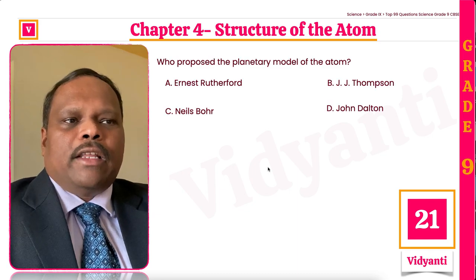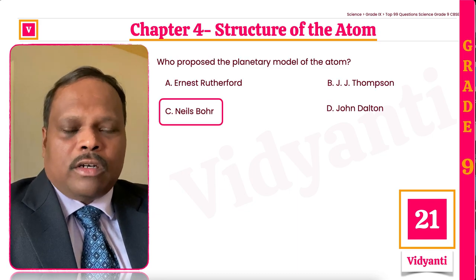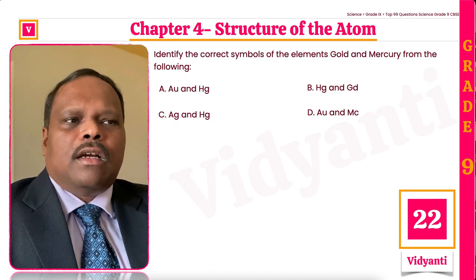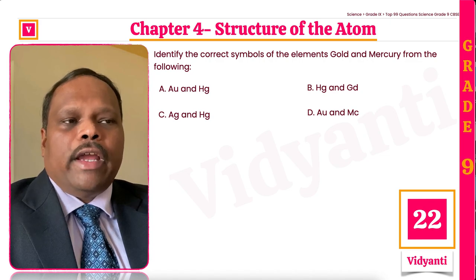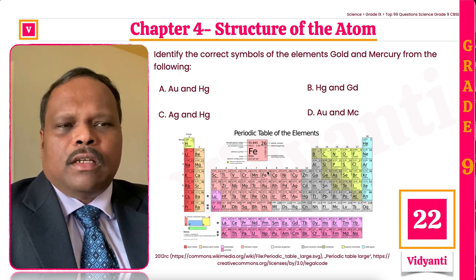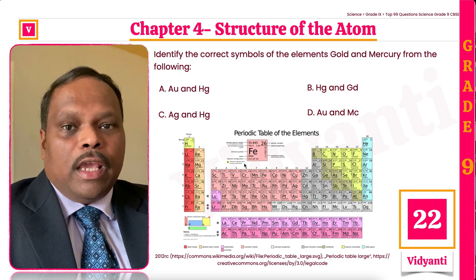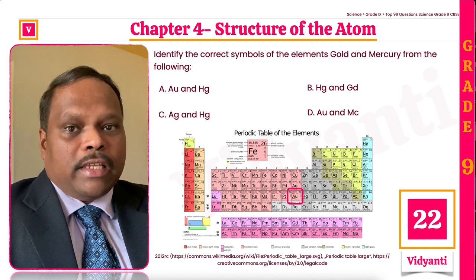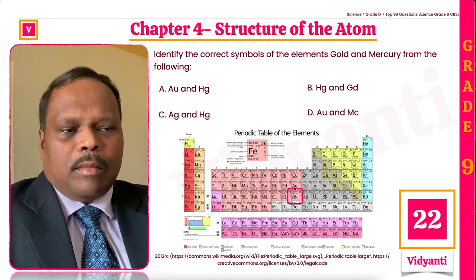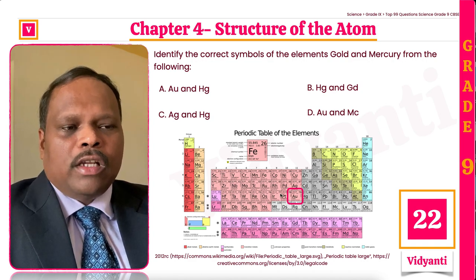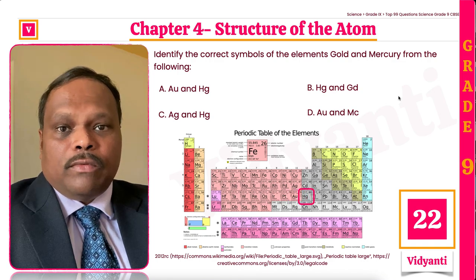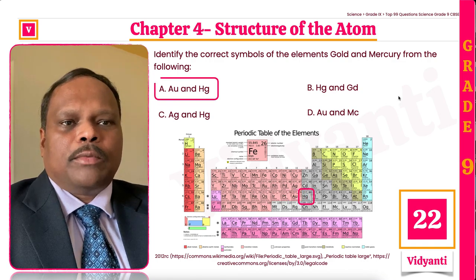Who proposed the planetary model of the atom? That will be Niels Bohr. That's the correct answer. Identify the correct symbols. Well, we want to see the gold and mercury. So let's see the periodic table of elements. Gold is Au, that's here, and Ag is silver, which is directly above it. Au is gold, and as far as mercury is concerned, it is the next one, which is Hg. So these are the correct options.